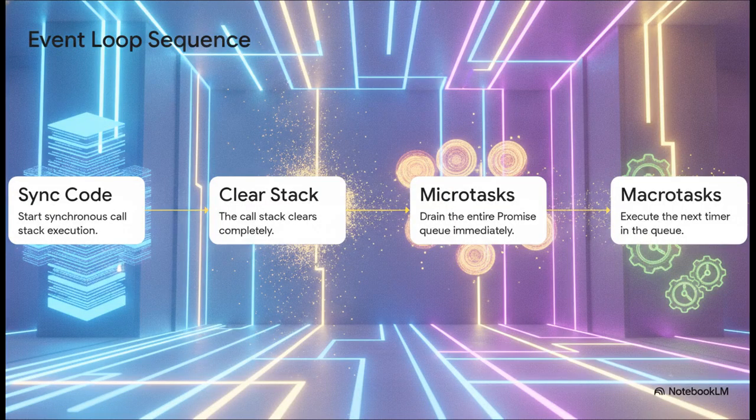Step 1, synchronous code runs on the call stack. Step 2, the call stack clears completely out. Step 3, the event loop checks the microtask queue and immediately drains every pending promise. Only after that queue is totally empty, step 4, will it execute the very next macrotask timer. This is exactly why a resolved promise will almost always log to your console before a 0-millisecond set timeout triggers. It is all about architectural priority.